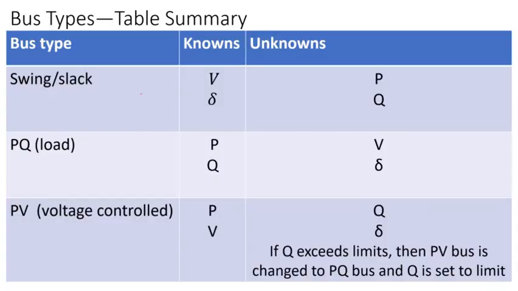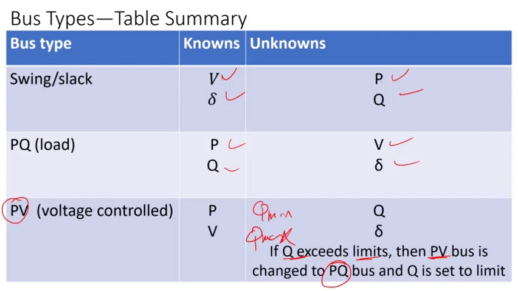So if you have a swing bus, you have these two unknowns. For a PQ load, the same thing here. But if you have a PV bus, like a generator, or a StatCom or capacitor, and Q exceeds the limits of that device, what do I mean by limits? Q min or Q max. Then PV is changed to PQ, and Q is set to the limit.